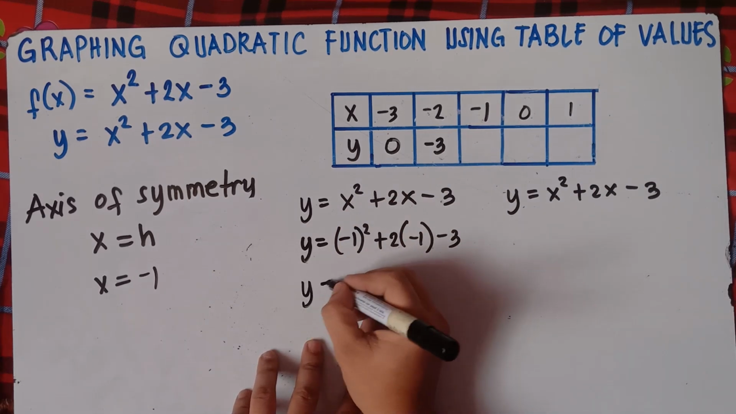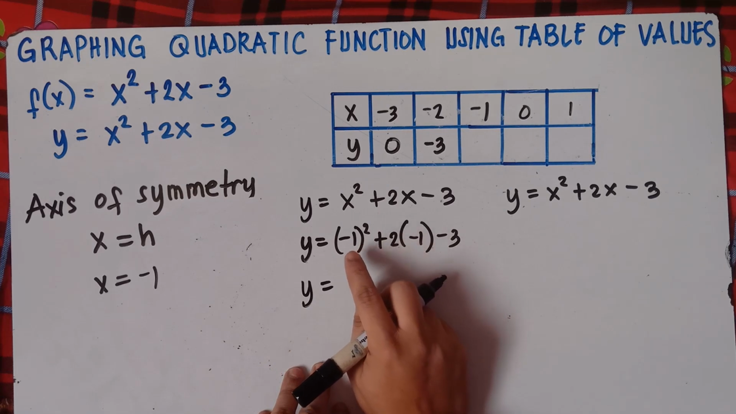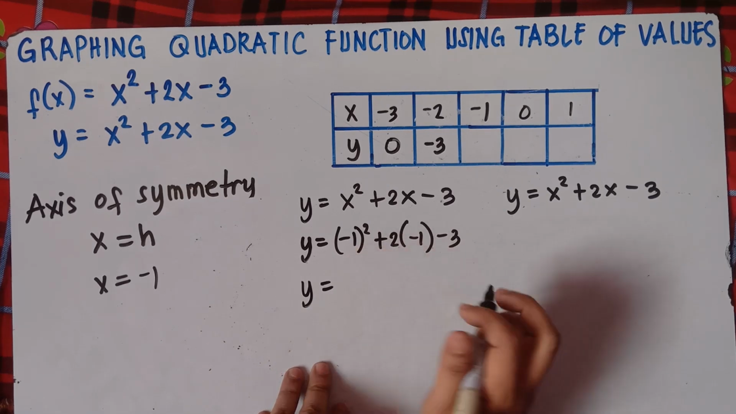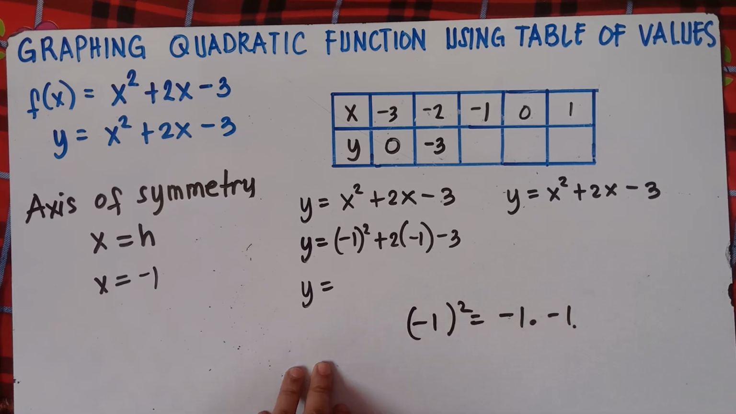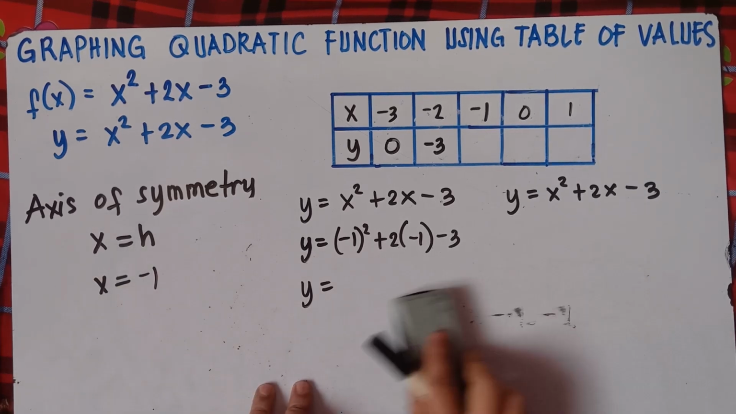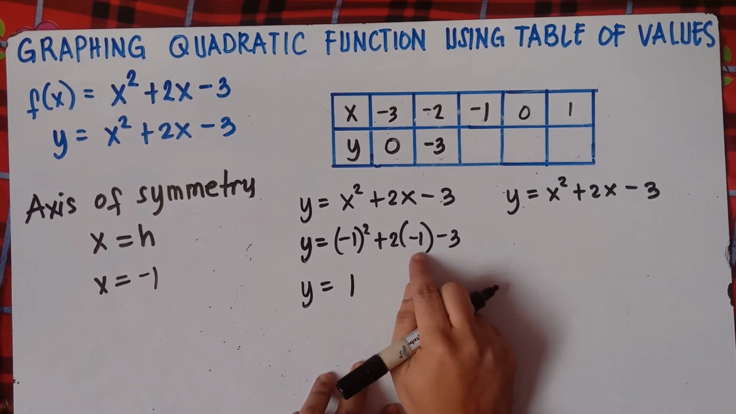So this will be y equals negative 1 squared, class. It means negative 1 times negative 1. Once again, negative 1 squared means negative 1 times negative 1. So negative 1 times negative 1, that would be positive 1. Negative times negative is positive. Then 2 times negative 1, positive 2 times negative 1.